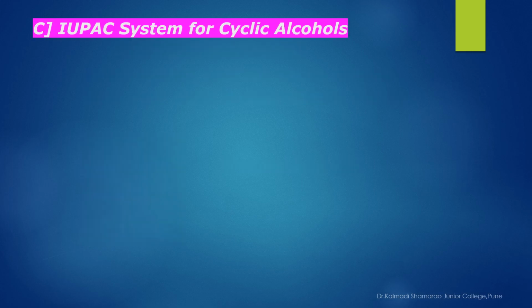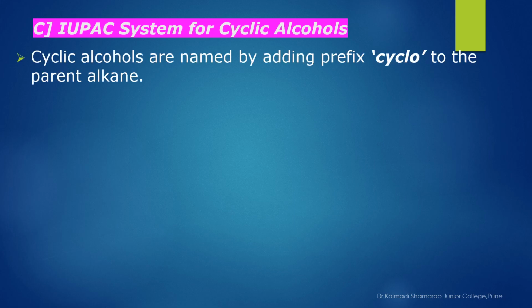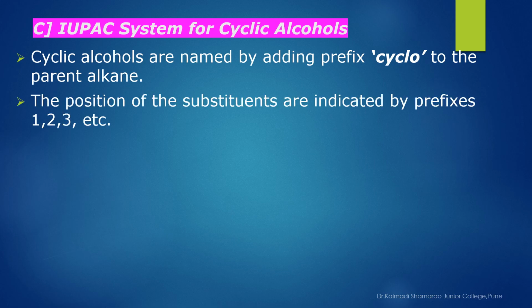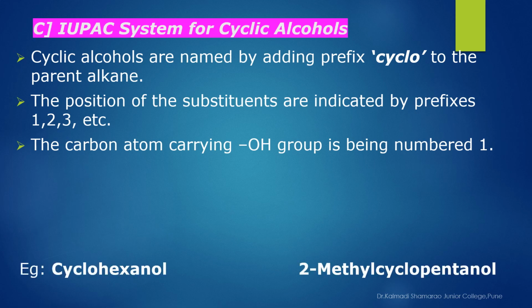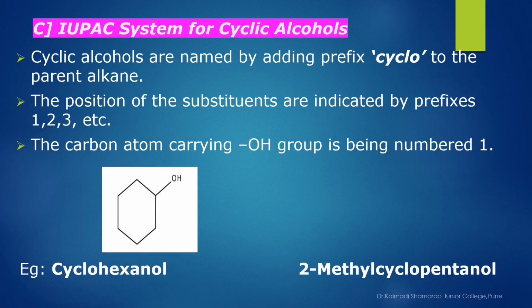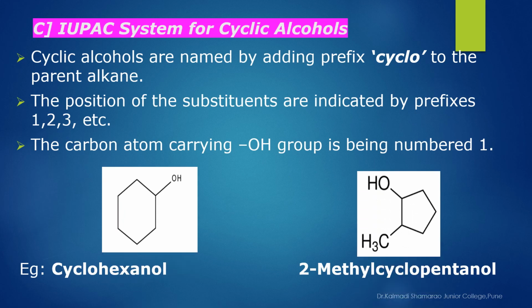C. IUPAC system for cyclic alcohols. Cyclic alcohols are named by adding the prefix cyclo to the parent alkane. The positions of the substituents are indicated by numbers 1, 2, 3, etc. The carbon atom carrying the hydroxyl group is numbered as 1. Example, cyclohexanol, 2-methylcyclopentanol.